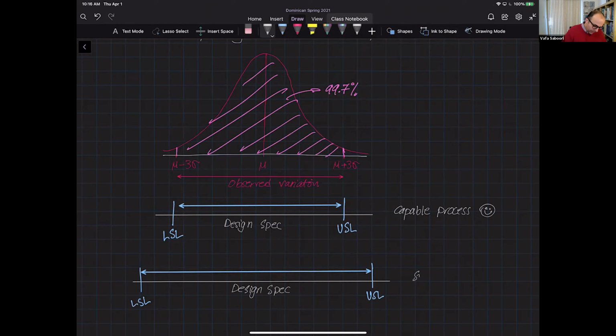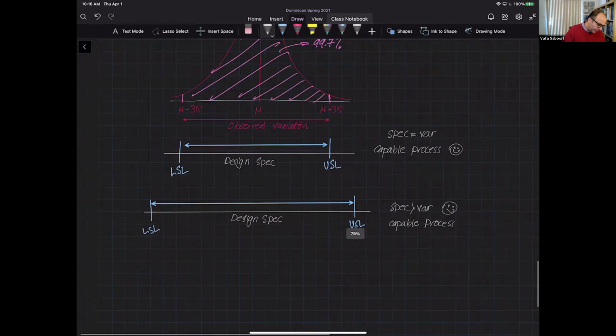So you see that my spec is greater than variation. Okay, this is also a capable process. It's even a better process. So I'm still happy. In this case, the spec was equal to variation. And in this case, the spec is bigger than variation, or variation is smaller than spec. So I have a capable process, okay?